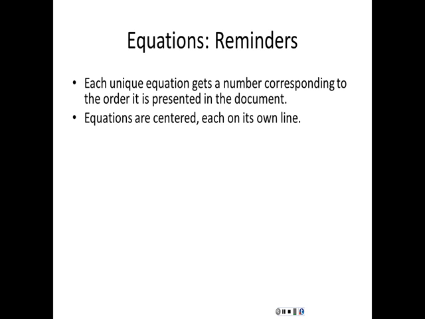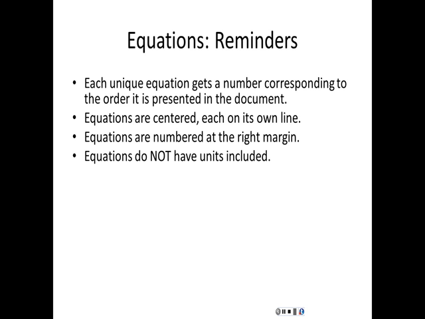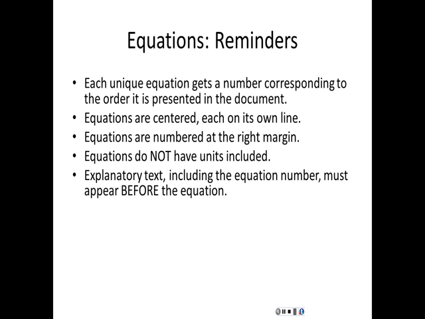Every equation gets centered and gets placed on its own line. The somewhat tricky part is getting the number on that same line but at the right margin. Generally, equations are the governing relationship of a physical phenomenon. They do not include units, and every equation needs a little bit of explanatory text to give the context of what the relationship is about, and also the equation number. The equation number has to introduce it, and it needs to appear in the text before the actual equation.